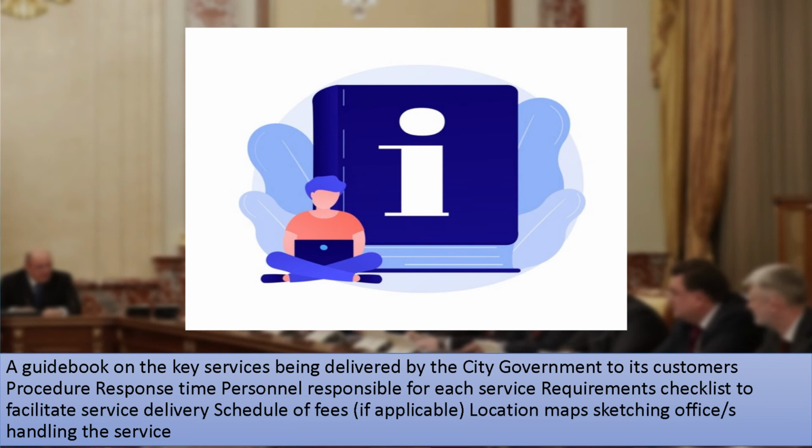The citizen charter is also quite important, which can work as a ready reckoner or guidebook on the key services being delivered by the city government to its customers, like procedures, response time, personnel responsible for e-services, requirement checklist to facilitate service delivery, schedule of fees, location maps, a contract that can be enforced through feedback, and provision for customer feedback from the directory of city hall agencies.